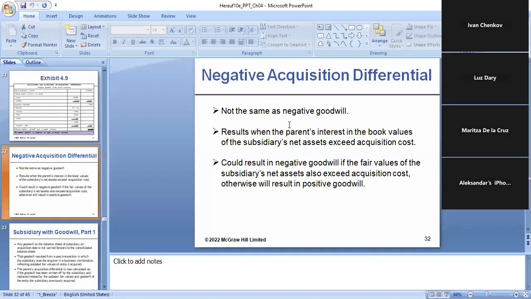So let's go back to the slides and finish those slides at once. So that will be the negative goodwill. Acquisition differential is not the same thing as a negative goodwill. It's possible for you to have a negative acquisition differential and positive goodwill.